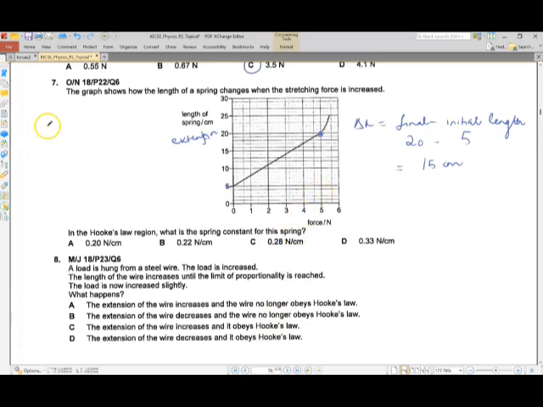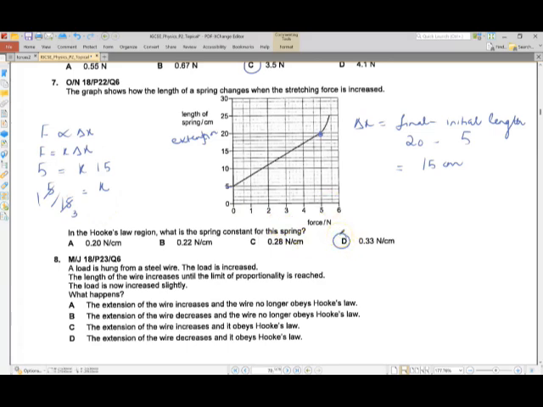So now it's pretty much simple. F is directly proportional to delta x, that is extension. F is equal to K delta x. We have to find the spring constant. When a force of 5 newtons is being applied, as we've seen in the graph, an extension of 15 centimeters is seen. So 5 over 15 is going to give you the spring constant. 5 threes are 15. What is 1 divided by 3? It is going to be 0.33 newtons per meter.